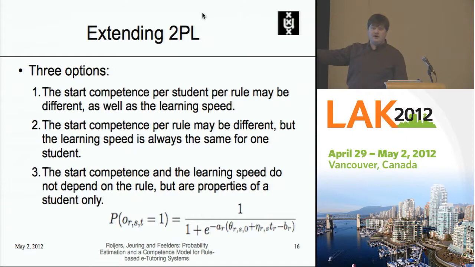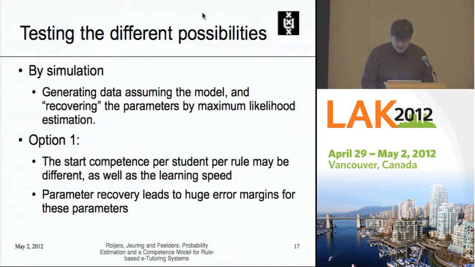So what we did to select the model we would like is by doing simulation. We basically assumed the model which we provided in the last slide with the formula. We generated data by it, and we then tried to recover the parameters. We wanted to see whether, if the model is true, we can get the parameters back. This appeared to be a very strong problem for option one, which is that all parameters can depend on both the student and the rule. Basically, the parameters were completely beyond recovery when we did that. So that's too bad.